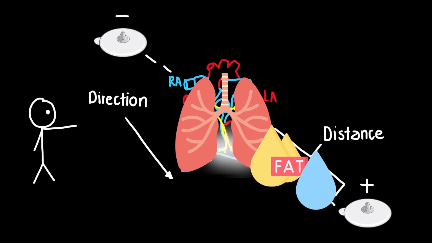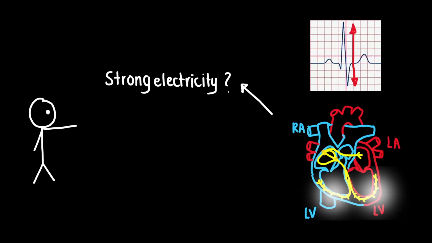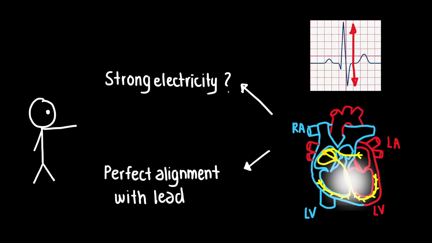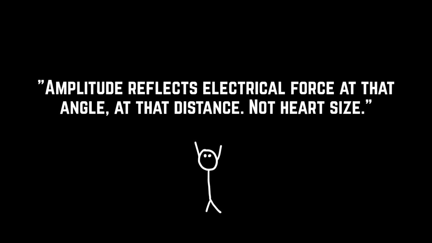Fat, fluid, and air in lungs, all of these sit between the heart and the skin. All of them reduce the signal. So, a small wave might mean weak electricity, or it might just mean the signal had a long way to travel. And a tall wave might mean strong electricity, or the electrode just happens to be perfectly aligned with the direction of that wave. Amplitude reflects electrical force at that angle, at that distance, not heart size. Hold on to that, it will matter later.